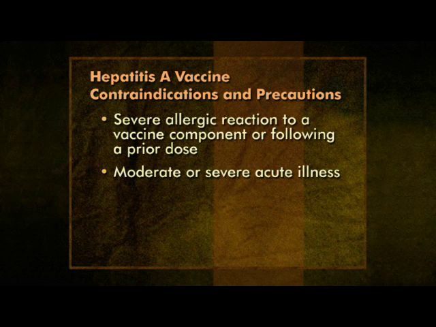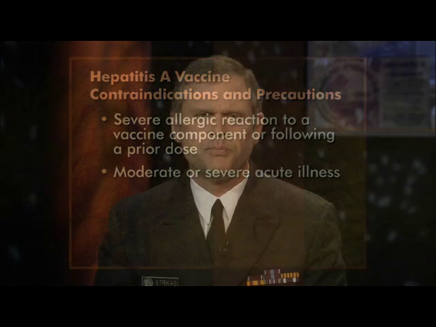Hepatitis A vaccine should not be administered to persons with a history of severe allergic reaction to a vaccine component or following a prior dose. Vaccination of persons with moderate or severe acute illness should be deferred until the illness improves. The safety of hepatitis A vaccination during pregnancy has not been determined. However, because it is an inactivated vaccine, the theoretical risk to the fetus is low. The risk associated with vaccination should be weighed against the risk for HAV infection. Because hepatitis A vaccine is inactivated, no special precautions are needed when vaccinating immunocompromised persons.